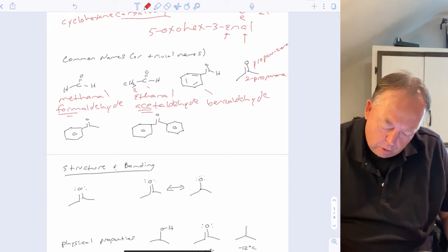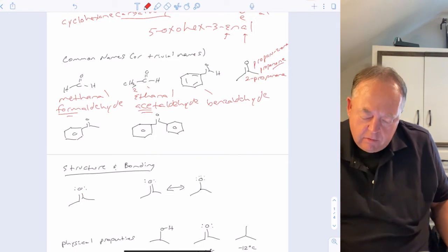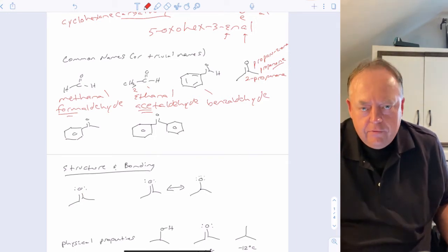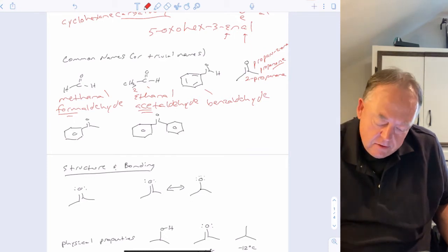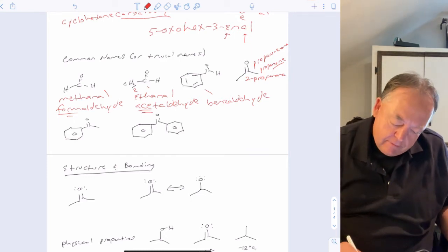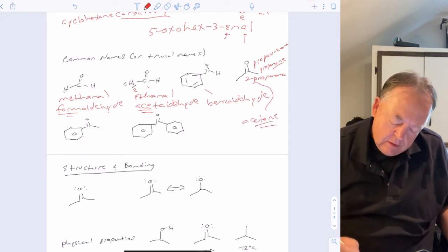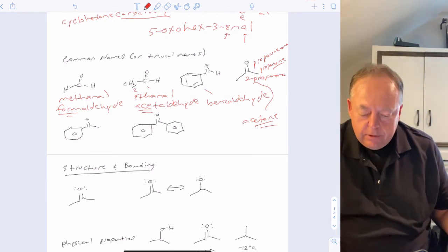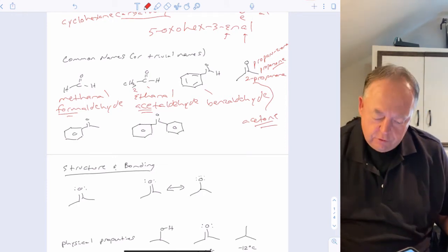Because if it's a propanone, then the C double bond O must be at carbon number 2, because if it was at carbon number 1, it would be an aldehyde and it would be propanal. But most people don't call it that. Most people call this acetone, which is a compound some of you have probably used before, because that's what's in fingernail polish remover.